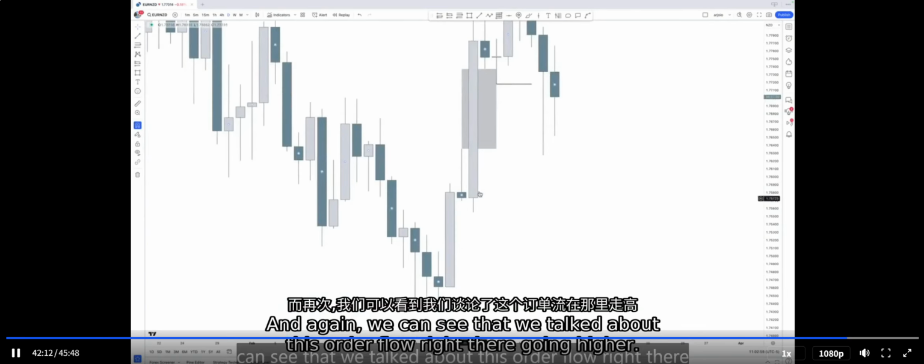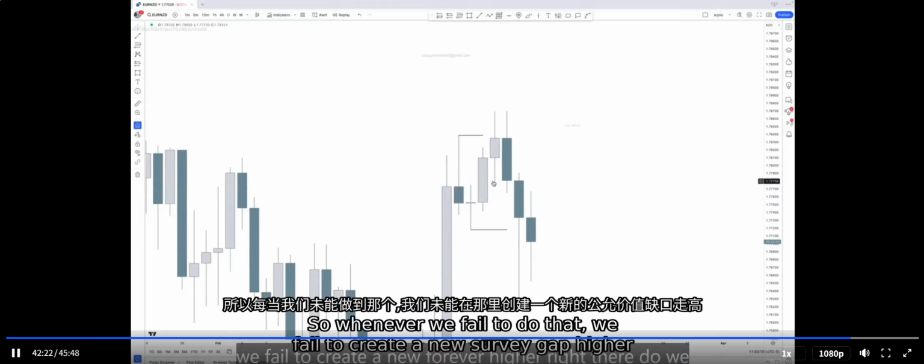Here we have Euro New Zealand dollar, the example we showed right there in the PowerPoint. And again, we can see that we talked about this order flow right there going higher. We talked about order flow. If it wants to continue higher, we should ideally create a new fair value gap continuing higher right there.